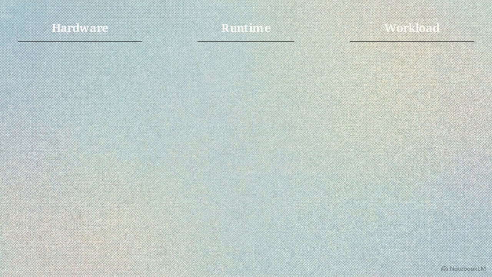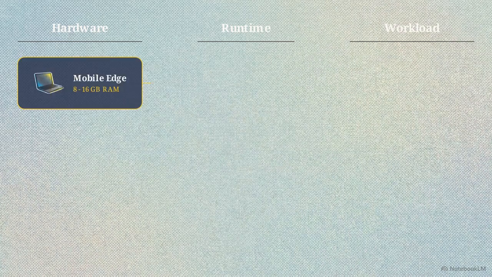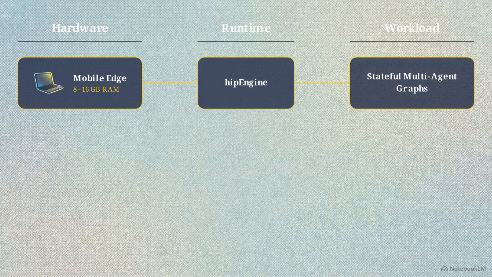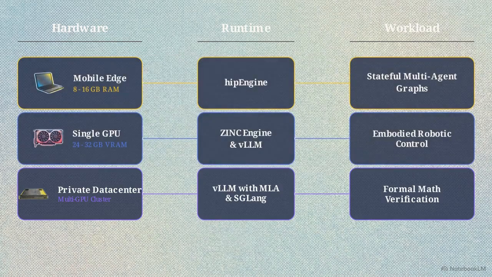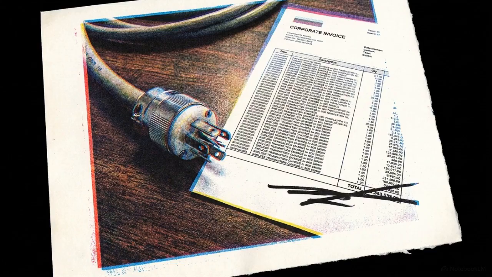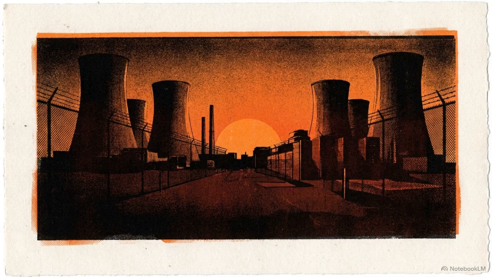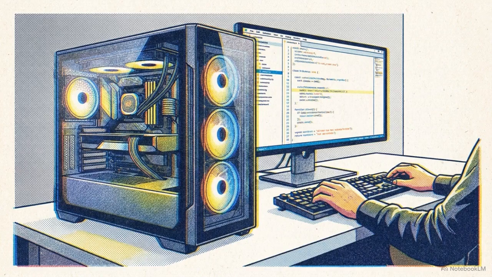This grid maps the resulting deployment landscape of 2026. Whether utilizing a mobile edge laptop or a multi-GPU workstation, developers can perfectly align their hardware with specialized local runtimes to independently execute stateful multi-agent graphs, formal math verification, and live robotic control. The era of paying rent for API access is ending. Artificial intelligence is no longer a centralized service to borrow. It is foundational infrastructure you can fully own.